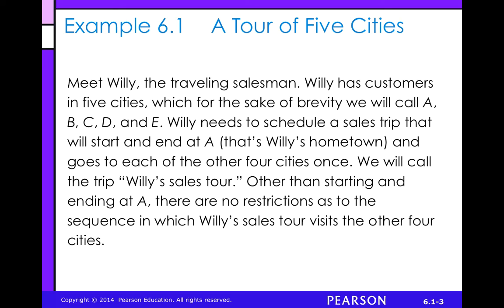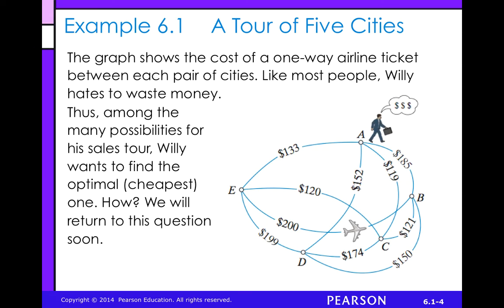So we will call the trip Willie's Sales Tour. Other than starting and ending at A, there are no restrictions as to the sequence in which Willie's Sales Tour visits the other 4 cities. This graph shows the situation here. He starts at A, and he's thinking about money, and this graph represents the cost to get between any 2 cities. You can get from city A to city D if you want to, and that will cost you $174.